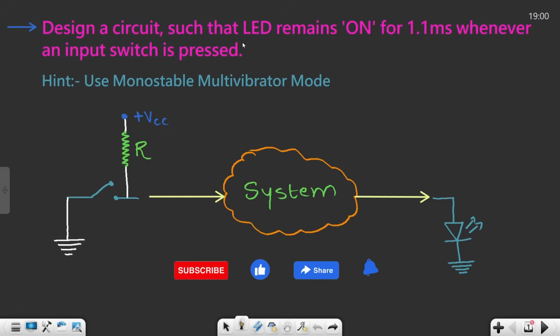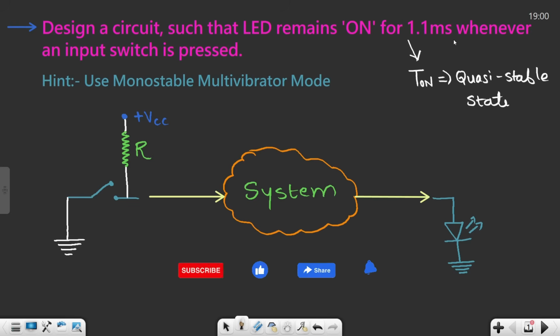Design a circuit such that the LED remains on for around 1.1 millisecond. So this is our T on. That means it is my quasi-stable state. Let me just write over here. This is my T on, that is my quasi-stable state. So my quasi-stable state is of around 1.1 millisecond.